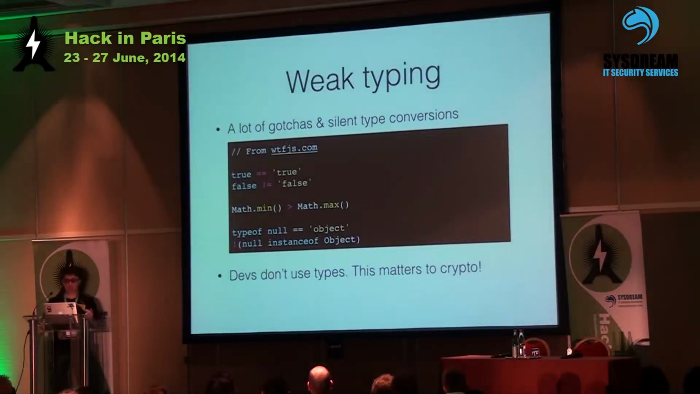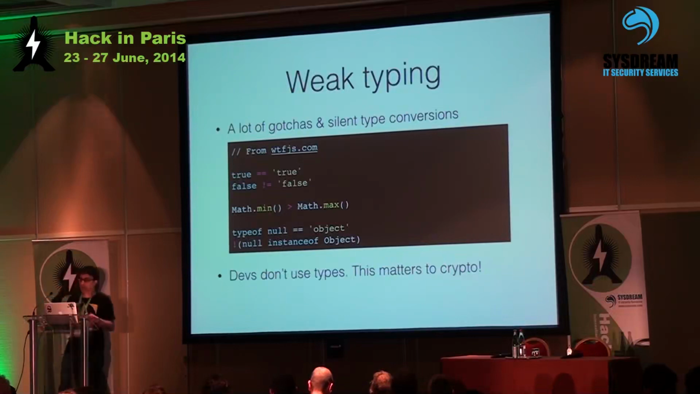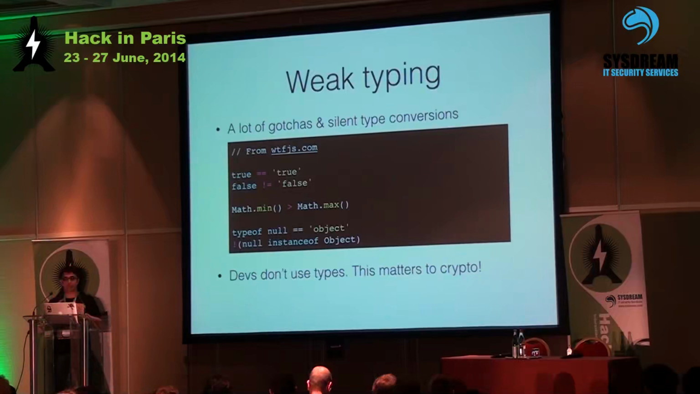So what problems can you face in JavaScript when doing crypto? Well, obviously there's weak typing, so there's a lot of type conversion going on. For example, if you compare Boolean true to a true string, they are equal, but false is not equal to false. Also, the minimum number in JavaScript is actually greater than the maximum number in JavaScript. This one is actually infinity, and this one is minus infinity for some reason. And while null is an object, it's not actually an object, so yeah. As a result, developers rarely use strong typing, or rarely check types of the variables in JavaScript. And there are multiple problems arising from that, for crypto especially.